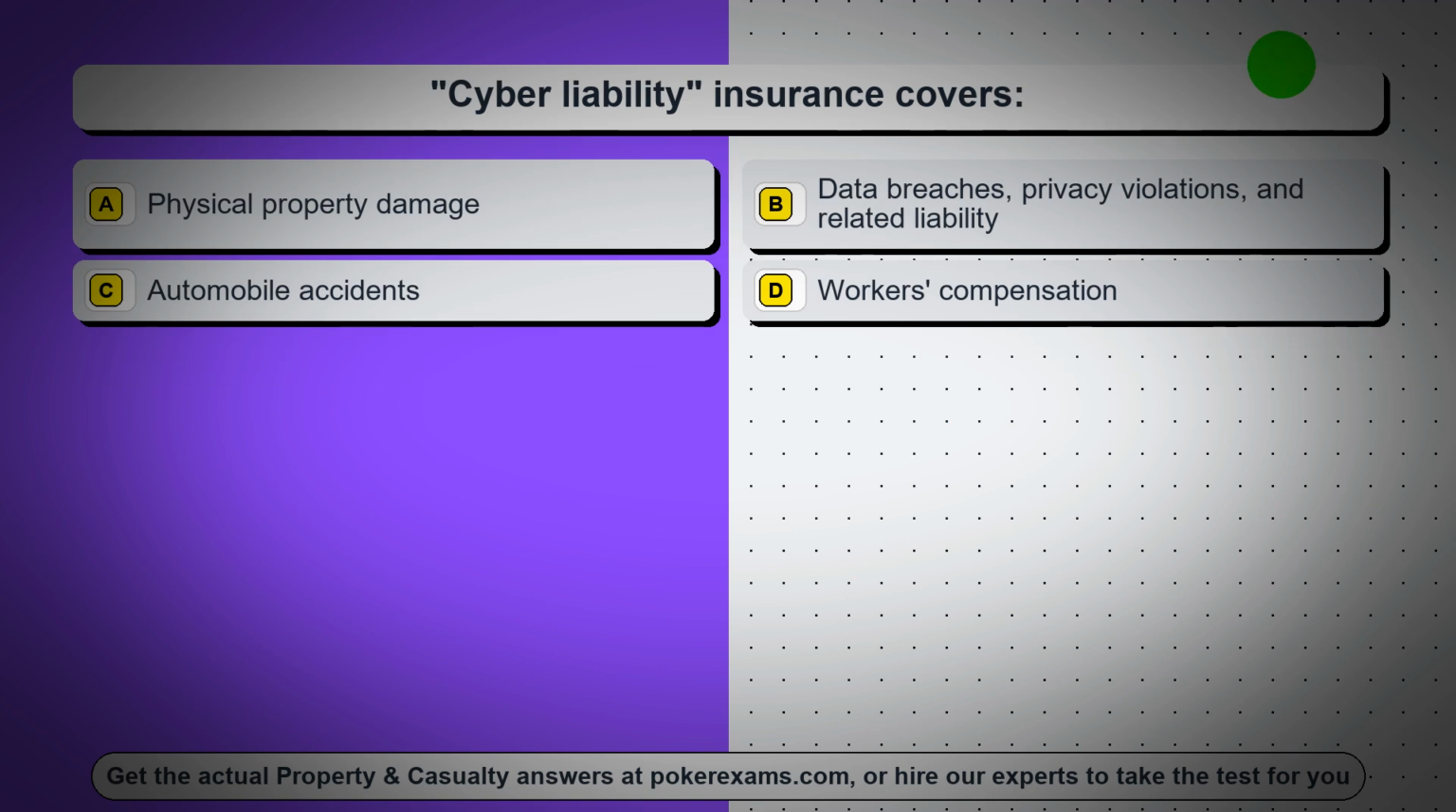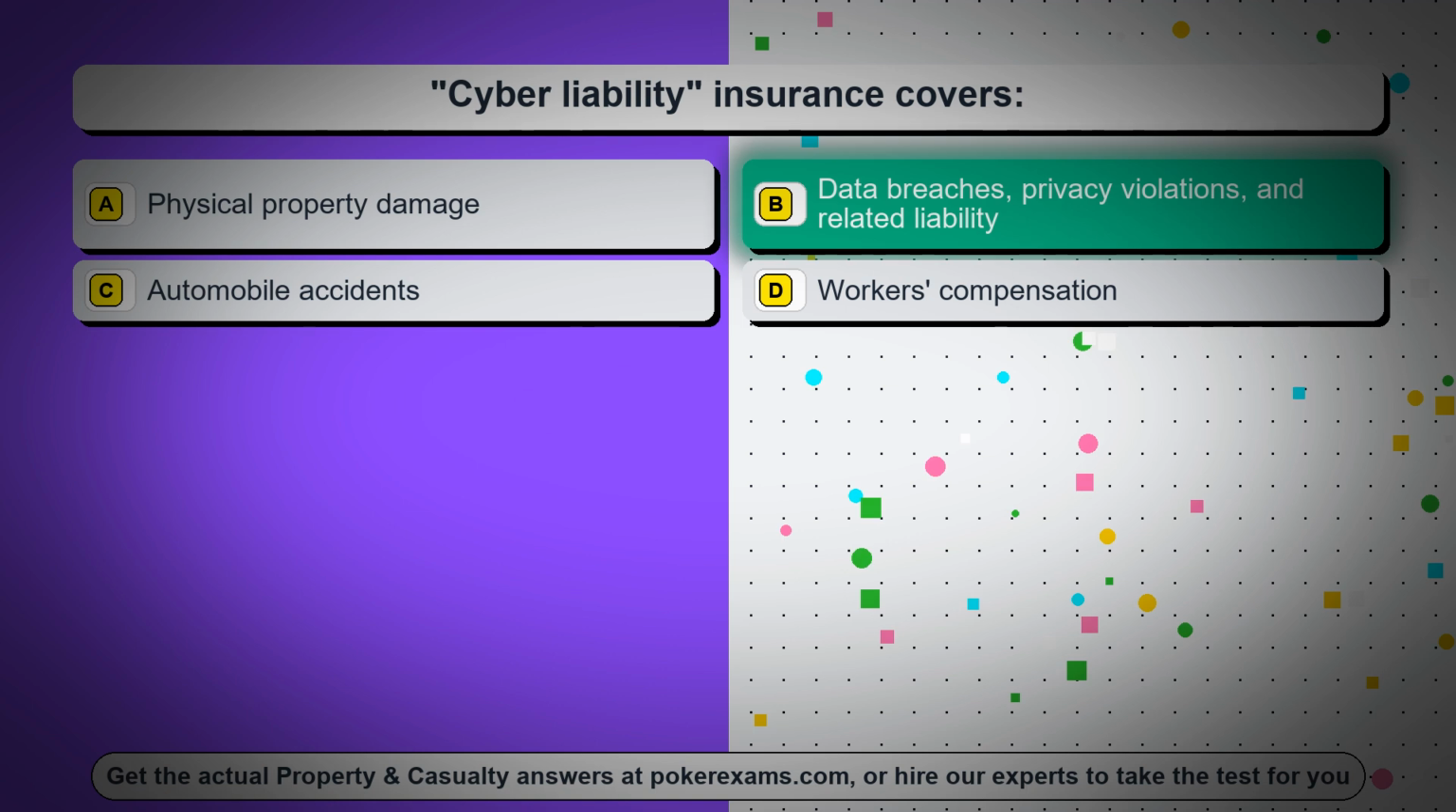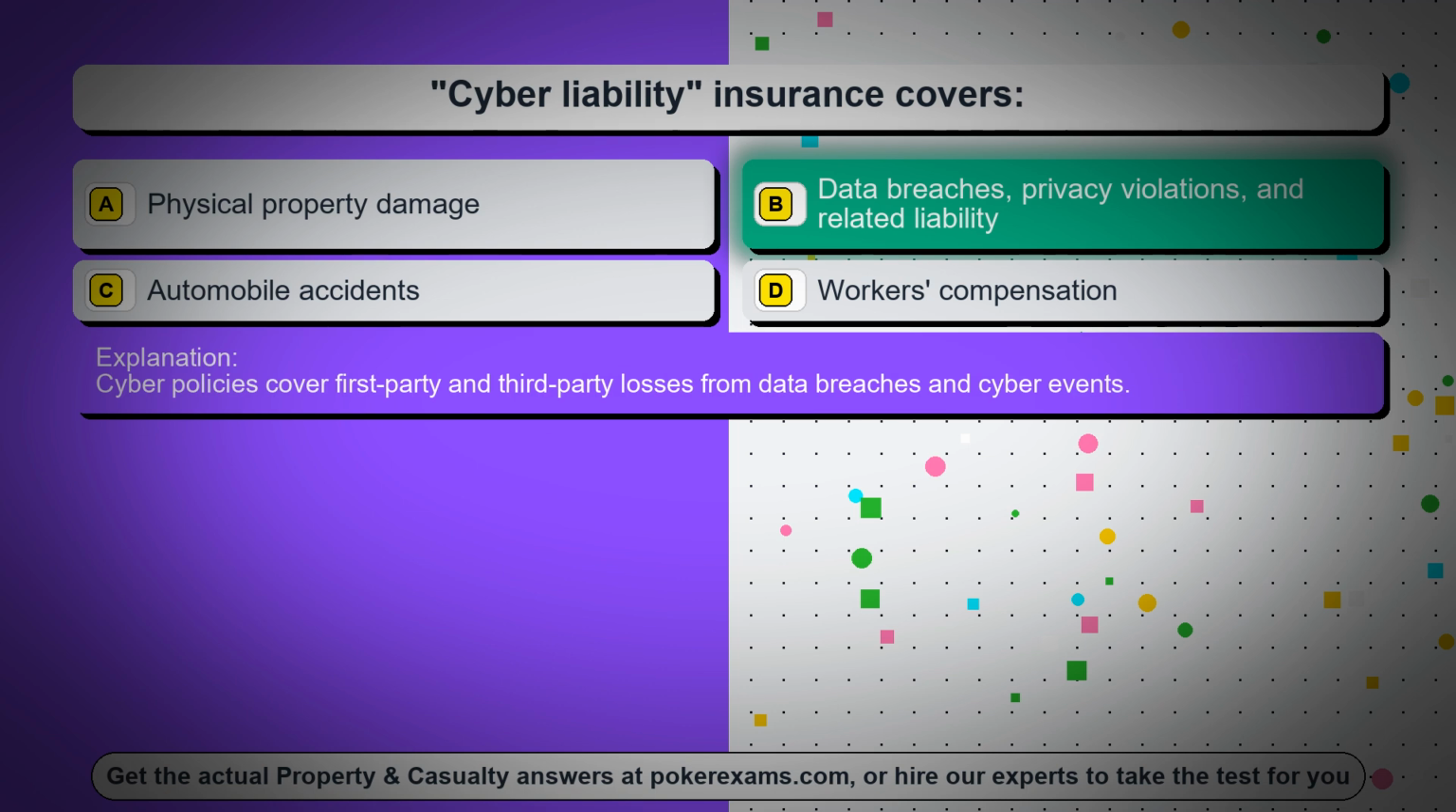Question 89. Cyber liability insurance covers. Option A, physical property damage. Option B, data breaches, privacy violations, and related liability. Option C, automobile accidents. Option D, workers' compensation. The correct answer is option B, data breaches, privacy violations, and related liability. Cyber policies cover first-party and third-party losses from data breaches and cyber events.